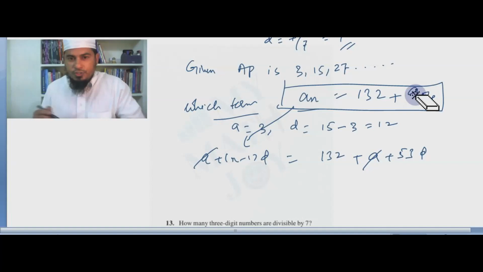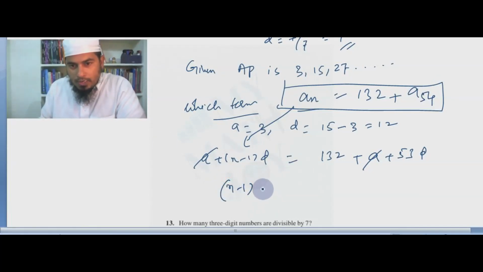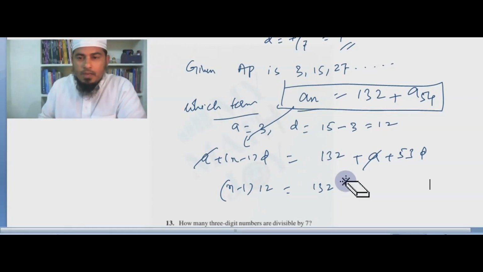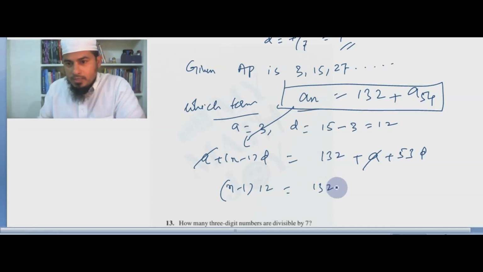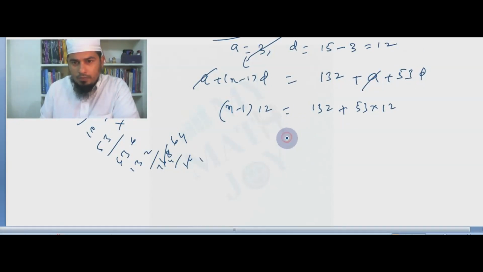I'm sorry, this is the wrong answer. This is completely wrong. Okay, let's proceed. a cancelled correctly. n minus 1 and 12 I'll write like this only, and 132 plus 53 times 12. So we cannot cancel this one. Now if we do the simplification, 53 times 12 will be exactly 636, and if we add 132, we get 768.